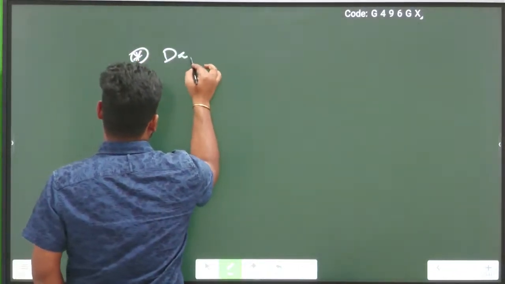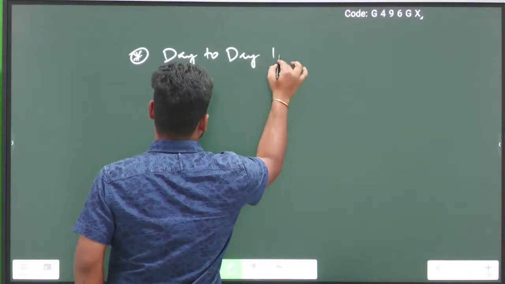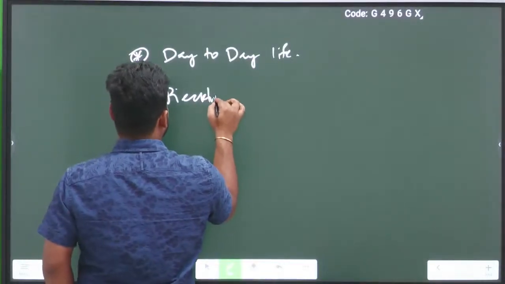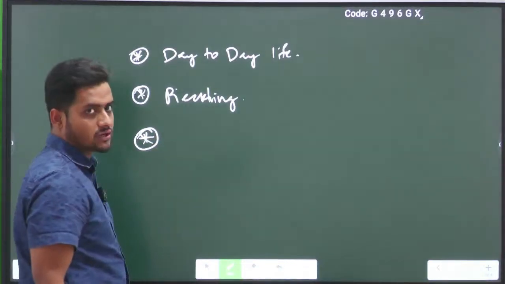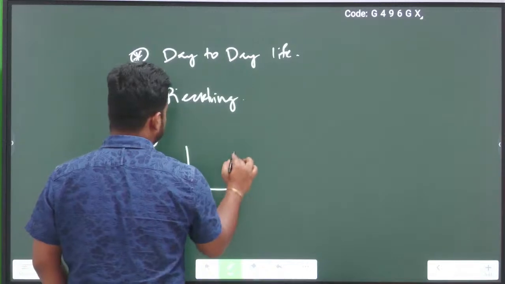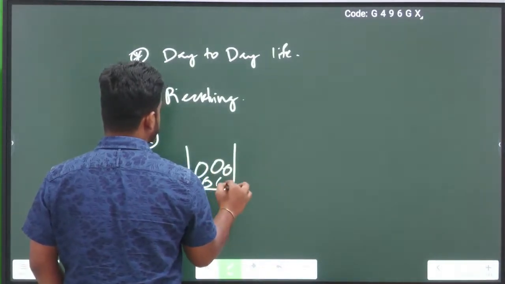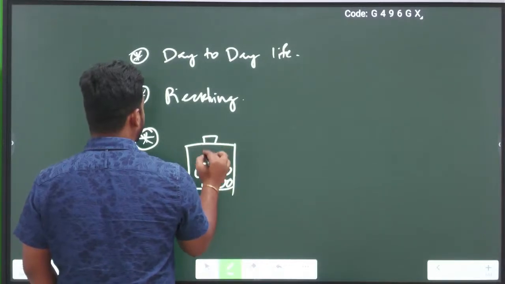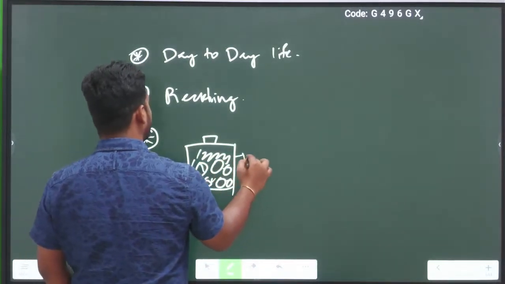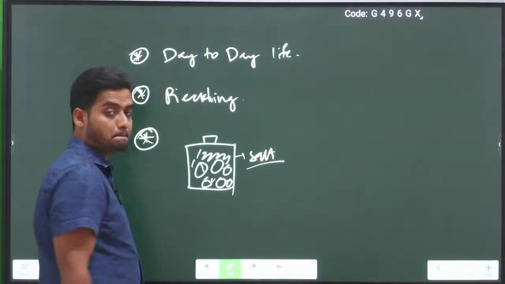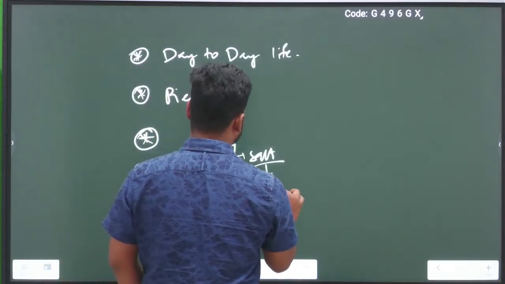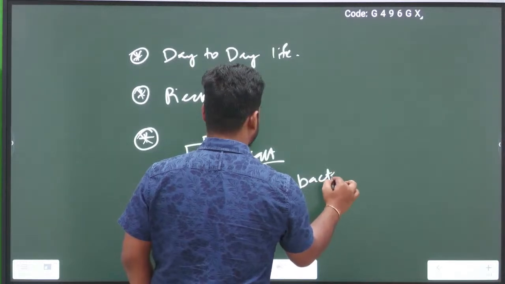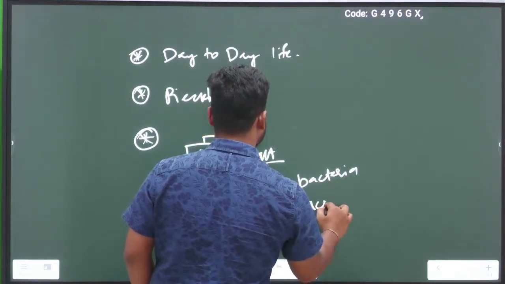It is used in our day-to-day life, yes or no? And next it is used for pickling. What does pickling mean? You add pickle, yes or no? In summer you take mango pickle, and you are adding some salt. Why are you adding salt? Salt has some characteristics which kill bacteria, fungi and microorganisms.